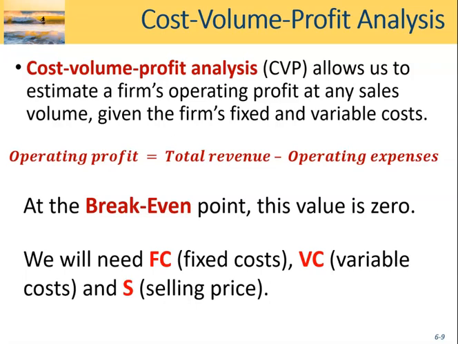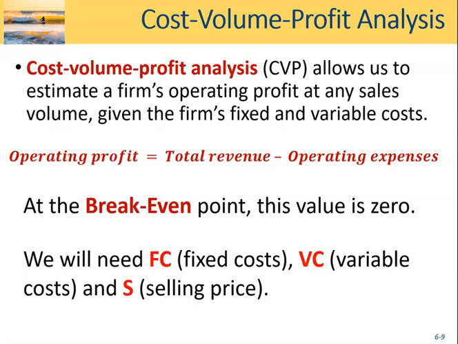Hi everyone. Okay, let's continue on with chapter 6, the cost volume profit analysis. I started talking about this in the last video and ended with that the operating profit, or the net income as you're probably familiar with it from accounting, equals total revenue minus operating expenses. Okay, so total revenue is our total amount of sales.